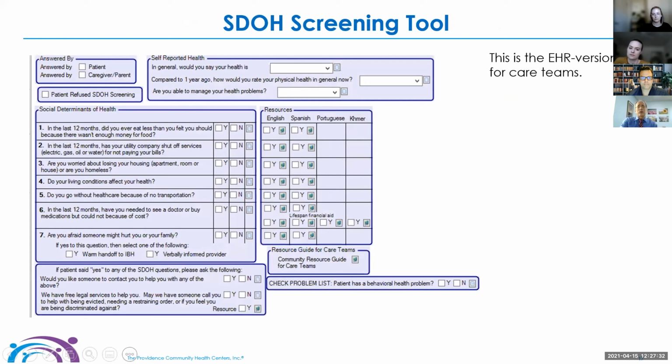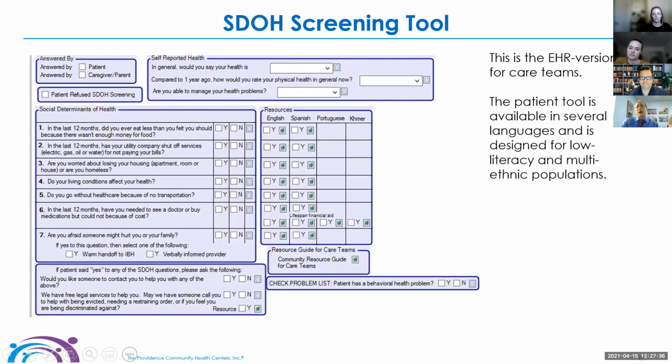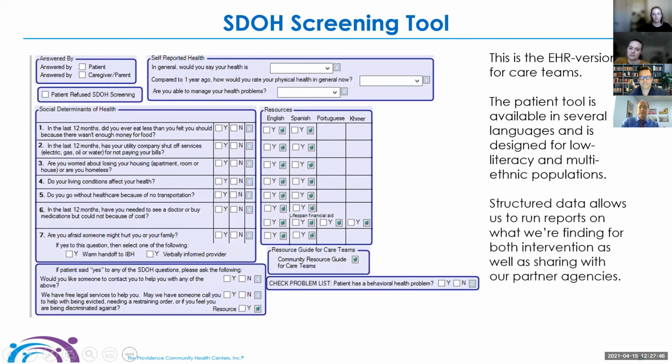So here is what our tool looks like embedded in an EHR that you've never heard of. It's available in several languages on the front end. We can do it on clipboard. We can do it on a kiosk. And we did modify it for low literacy in a multi-ethnic population. We built it deliberately to be structured data, and structured data means, ooh, I can run a report. You're right, and not only can you run a report, you can also crosswalk it to that ICD-10 Z code for homelessness on the back end.